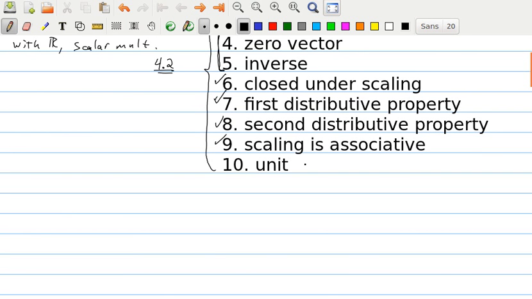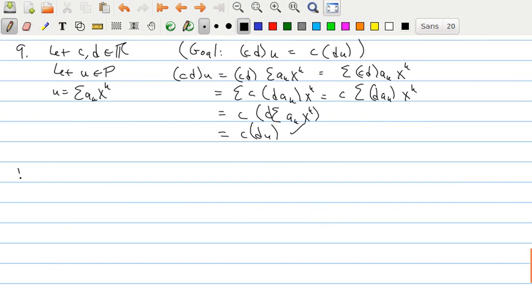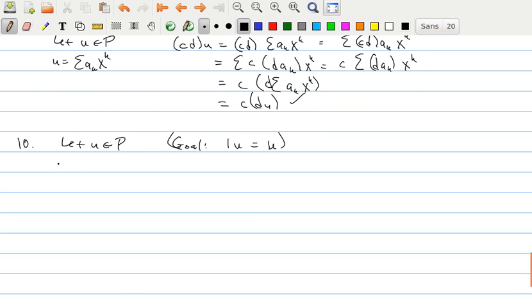The last step on here is to show our unit axiom. And that just tells us about the number 1. So if I take any vector in the vector space, the goal here is to show that 1 times u is the same as u. Just like the property holds for real numbers, we want it to hold for vectors in our vector space. So u is the sum of ak x to the k.